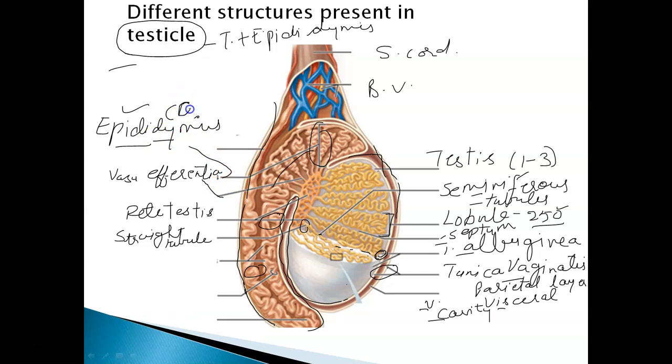Head, you can also write caput, which derives from cap, meaning head. Then the main body part, this one, is the corpus, the main body part of the epididymis, and the last part is the tail part. Cauda means tail, so cauda. Now here is the tubular part, the coiled part, the duct of epididymis. So you can label the coiled duct of epididymis.